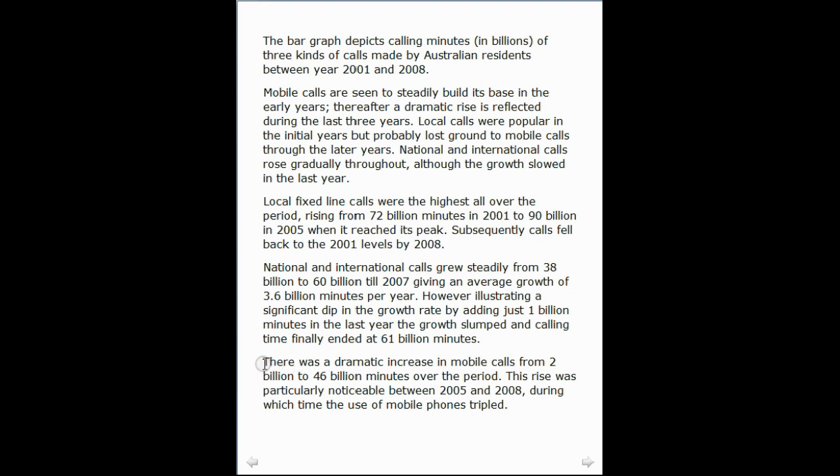Now the third and the last group, and that is the mobile calls. There was a dramatic increase in mobile calls from 2 billion to 46 billion minutes over the period. The rise was particularly noticeable between 2005 and 2008, during which time the use of mobile phones tripled.